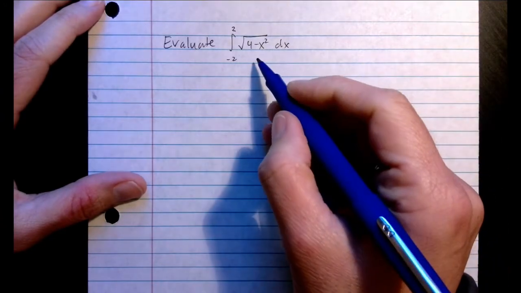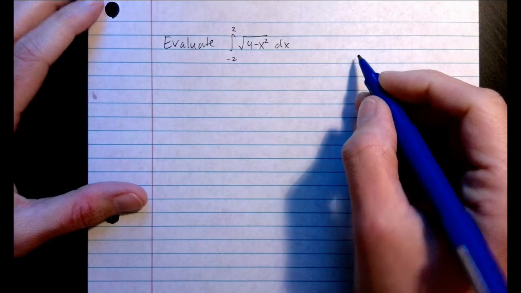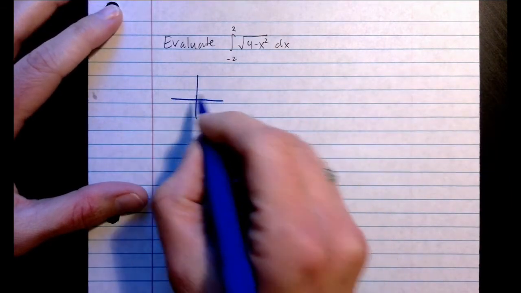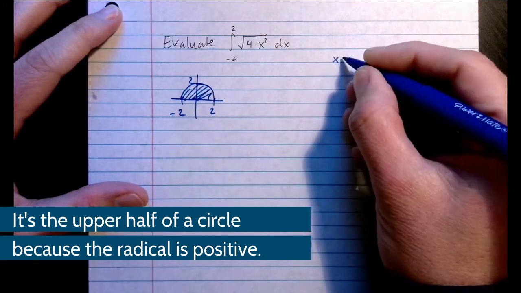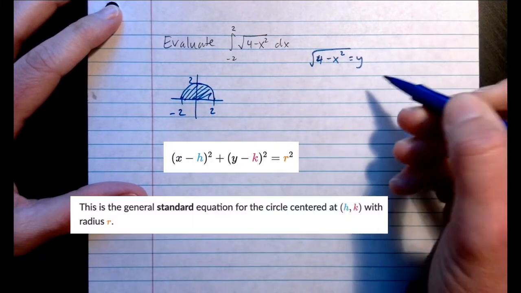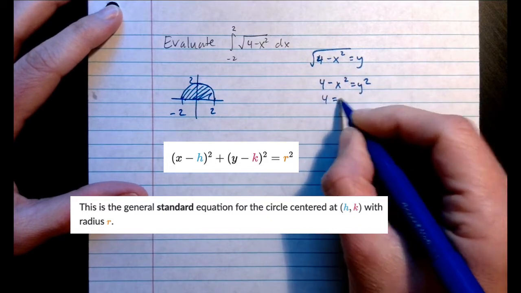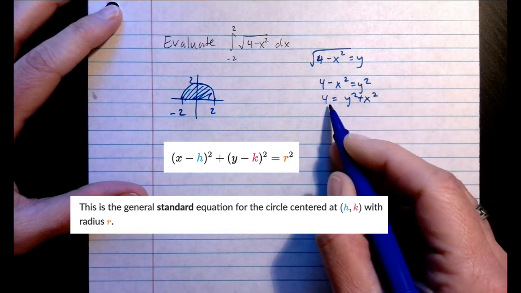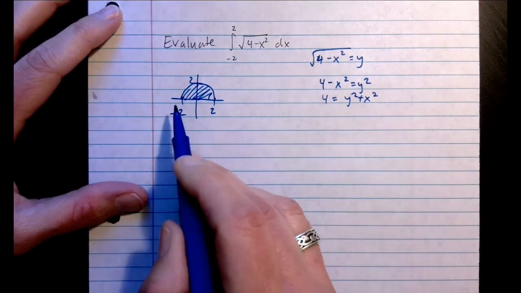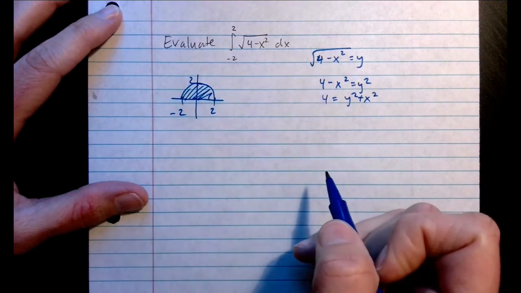So what we're going to do here is sketch this. Now you may not realize this, but this is actually a circle. Here's how I know this. If I square both sides, we end up with a circle centered at the origin with a radius of 2. That's the square root of 4 is 2. So the fact that it's a radical means it's the upper half of the circle.